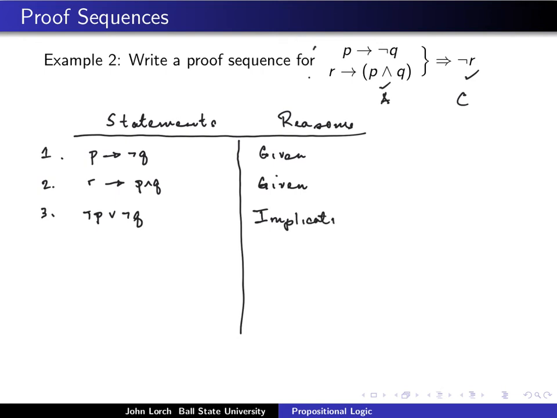So this is an equivalence relation, this implication. It says that, remember, if P then Q is the same as not P or Q. So these two are logically equivalent. So that's what implication says. So I'm just taking that, and I'm using implication in line 1.